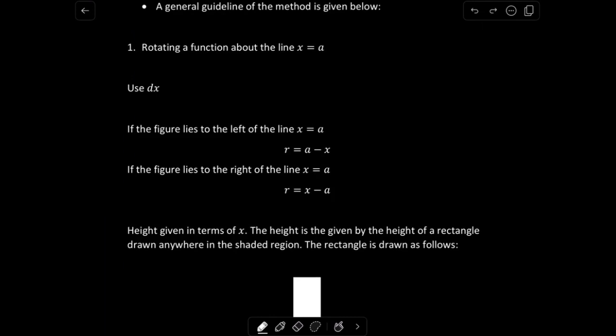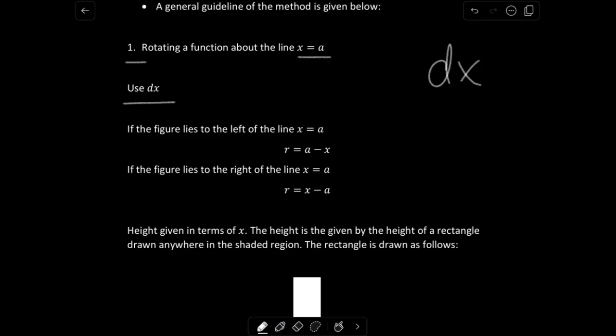Are we rotating about an x is equal to something line, or are we rotating it about a y is equal to something line? Just like how we had the two cases in disc and washer method, we have two cases here. Let's cover case one. We are rotating a function about the line x is equal to a, so x is equal to something. Here are the rules. You're going to use dx, so you're going to integrate with respect to x.